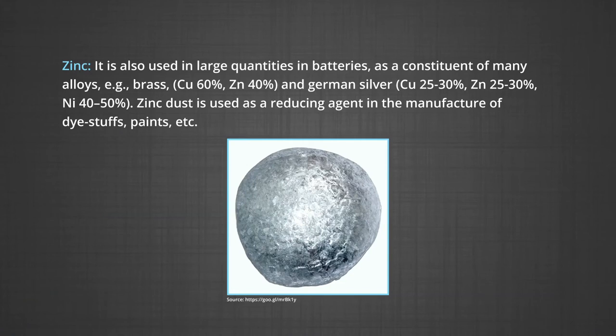Now, the uses of zinc. Zinc is used for galvanizing iron. It is also used in large quantities in batteries and as a constituent of many alloys. Example: brass contains 60% copper and 40% zinc, and German silver contains 25 to 30% copper, 25 to 30% zinc and 40 to 50% nickel. Zinc dust is used as a reducing agent in the manufacture of dyestuffs, paints, etc.